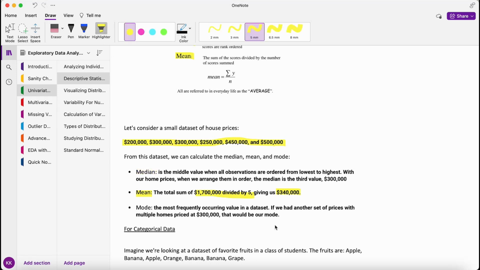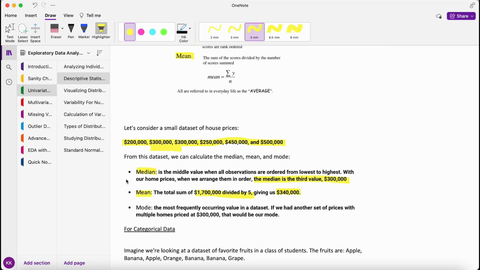The median is the middle value when all observations are ordered from lowest to highest. With our home prices, when we arrange them in order, the median is the third value, $300,000, which means half of the homes are priced at or below this price, and half are at or above. The median is resistant to outliers and can provide a better sense of the typical value when the distribution is skewed.